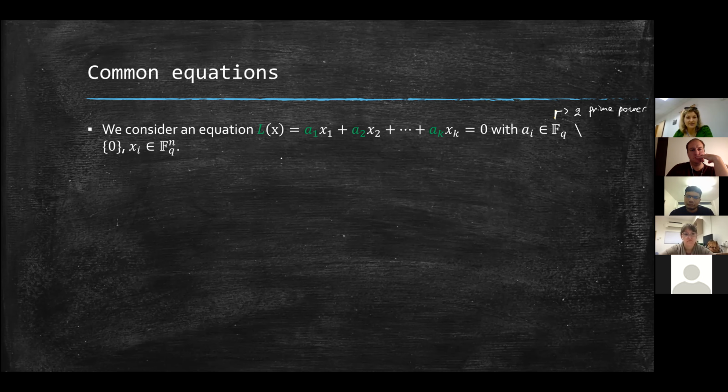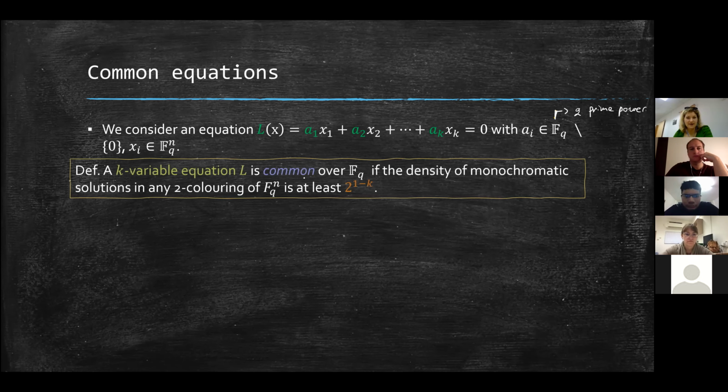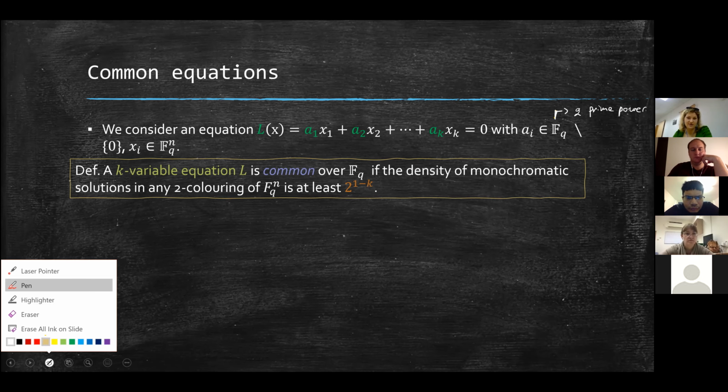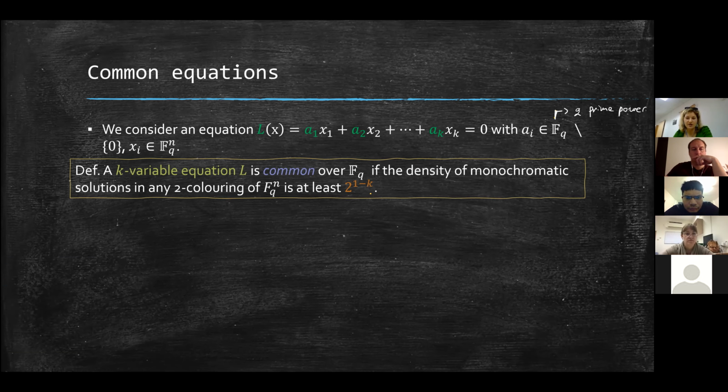Okay. And we define an equation to be common if the density of monochromatic solutions is at least 2 to the 1 minus k in any coloring of F_q to the n, of our abelian group. And once again, that's the random benchmark. So this name common comes from the fact that the solutions to L are actually fairly common. And let me just give an example.